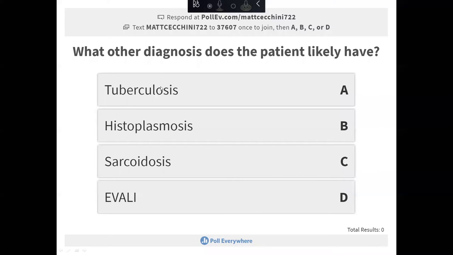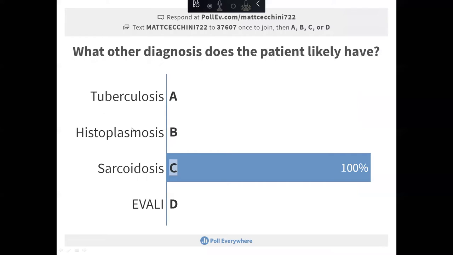And remember, we saw some of those too in the lung as well. So what other diagnosis do you think this patient has in addition to just colon cancer? Is it A, tuberculosis? B, histoplasmosis? C, sarcoid? Or do you think that they're vaping and got a vaping lung injury? Good job. So we have 100% for sarcoidosis, and so that is the diagnosis in this case.